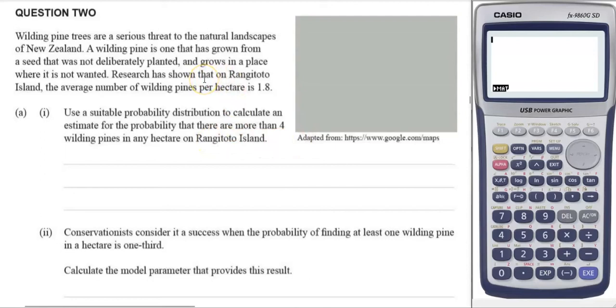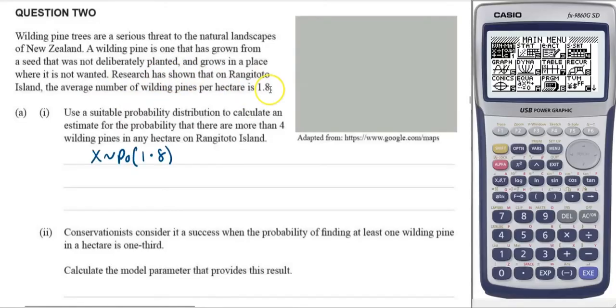So we've been given the probability of something happening within a given space. So that means it's a Poisson distribution. And our mean value per hectare is 1.8. We want to work out the probability that x is more than 4. So more than 4 will be 1 minus the probability that x is less than or equal to 4. And we'll hop over to our calculator.